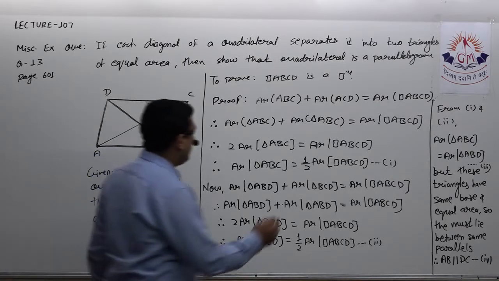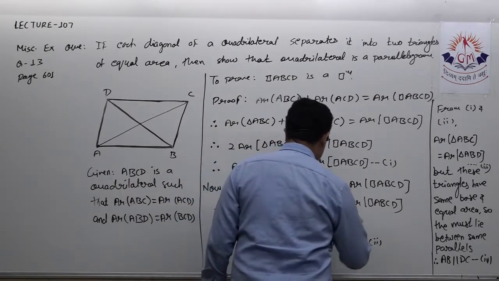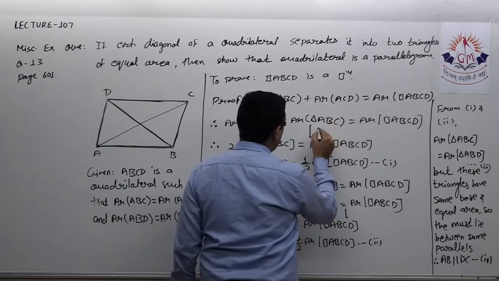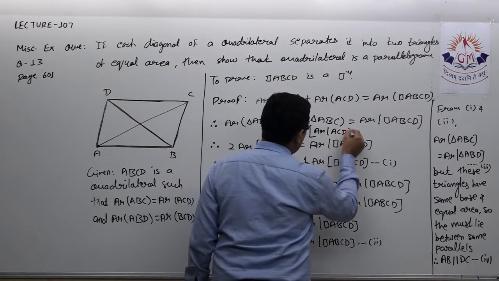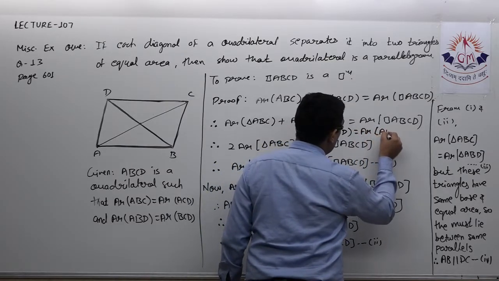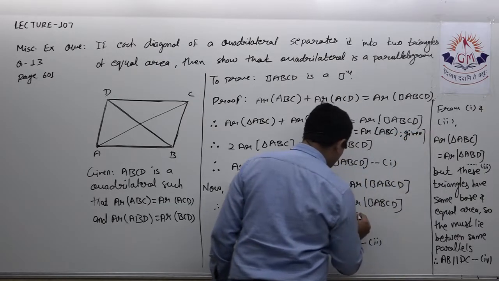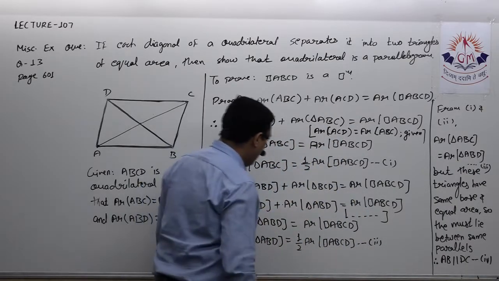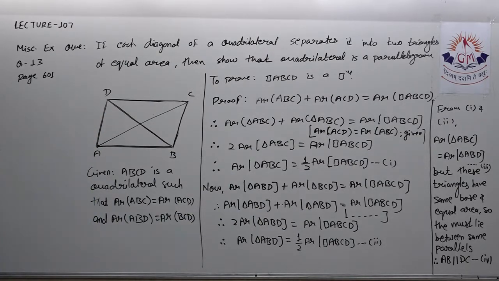Here you should write a reason, as well as here you should write a reason. Here the reason is that area ACD is equal to area ABC, given. Similarly, one reason you have to write over here, that area BCD is equal to area ABD, given. So note it down, then we'll move further.